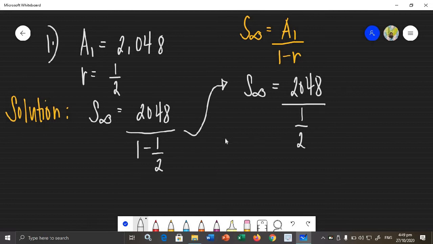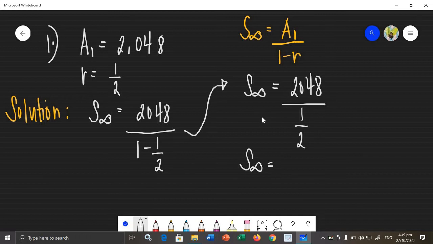You can solve this using your calculator. You can just type 2048 divided by 1 half. But if you want to see how to solve this using your knowledge lang, okay? So, wala kayong gagamitin kahit ano if you want to see. So, ang mangyayari po dyan kasi, gagawin natin siyang complex fraction.